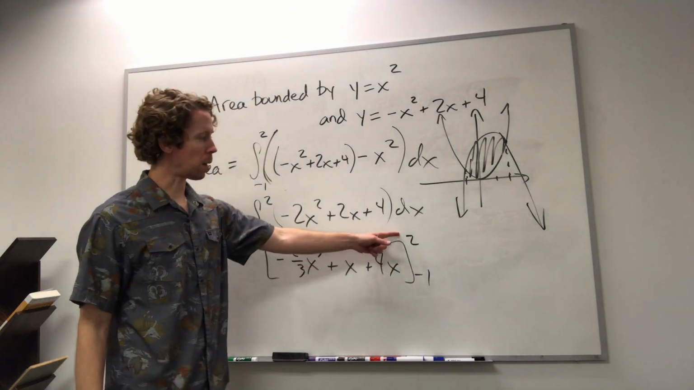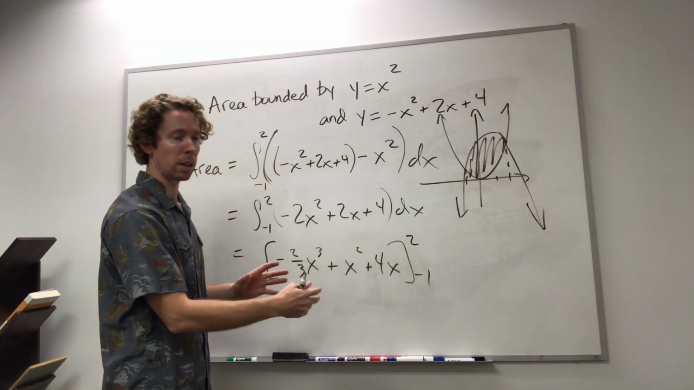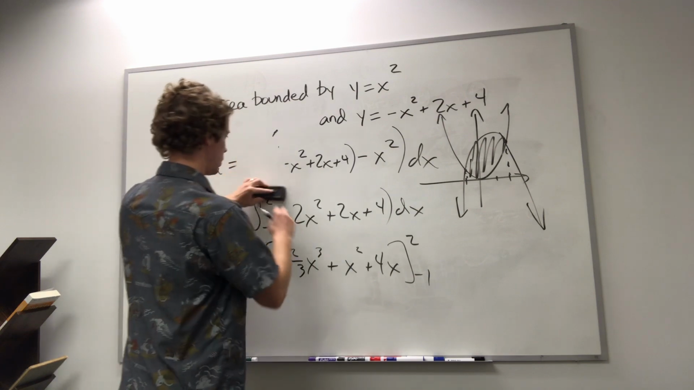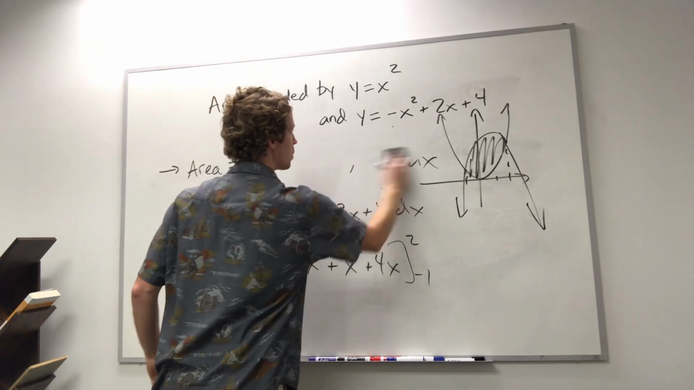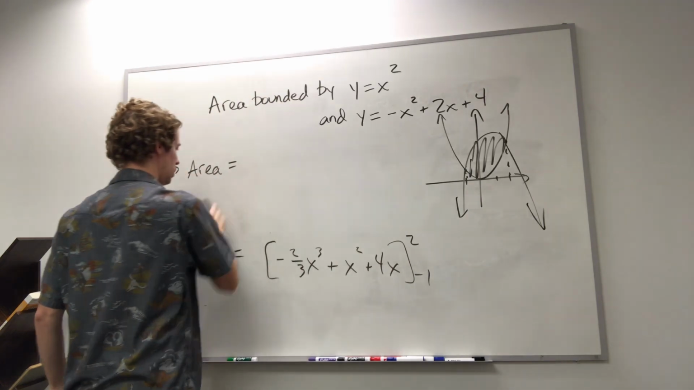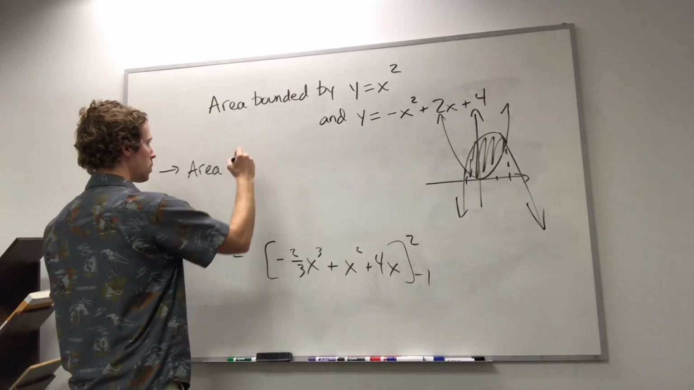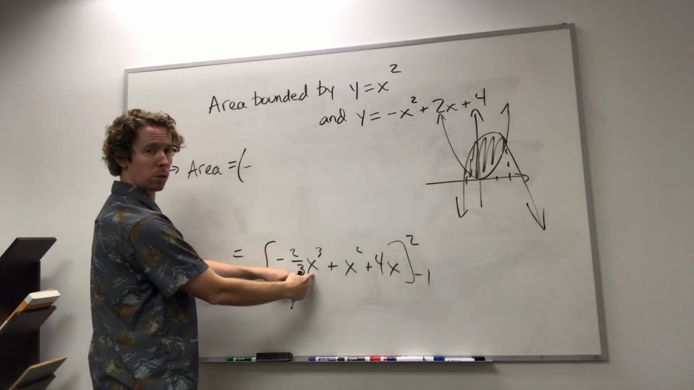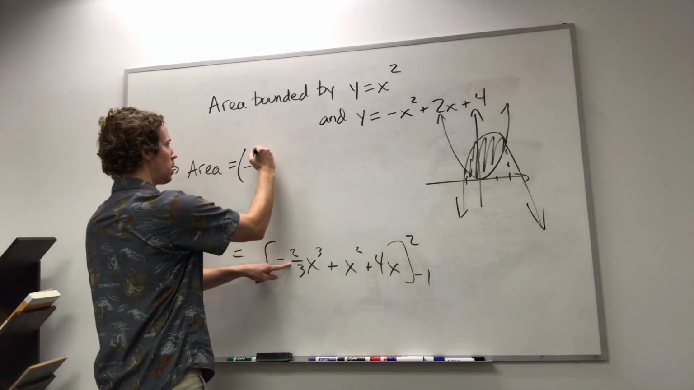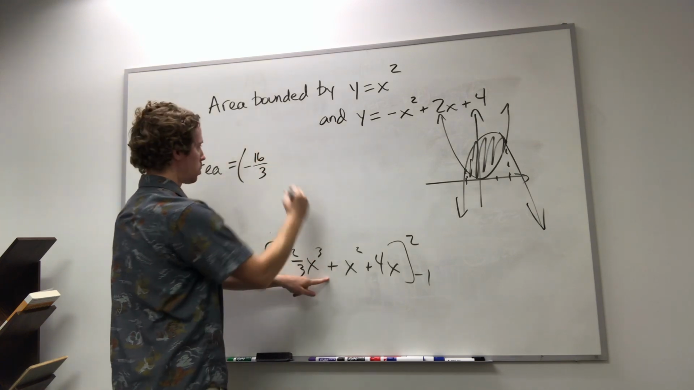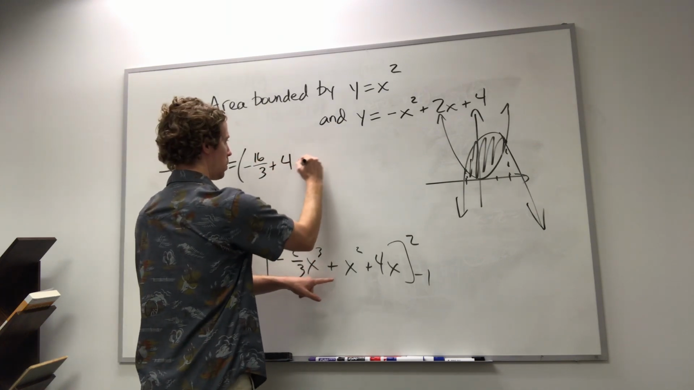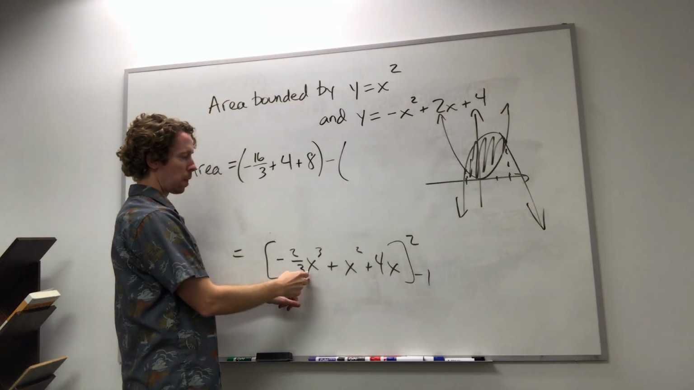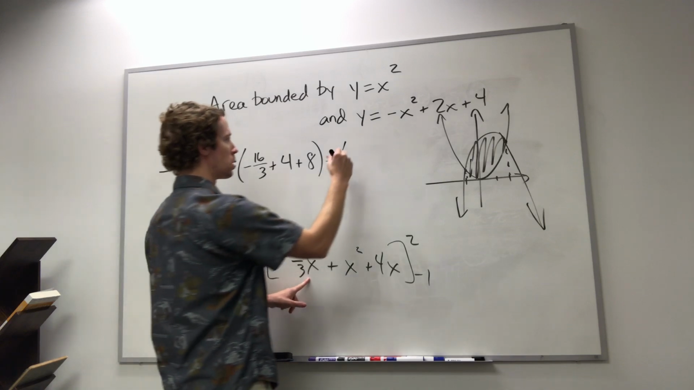Then remember, I'm plugging in the top bound into all of this, then minus, and plug in the bottom bound into all of it. When I plug in the top bound, 2 cubed is 8, times 2 is 16. Plug in negative 1. Negative 1 cubed is negative 1, so I'm getting a positive 2/3 here.